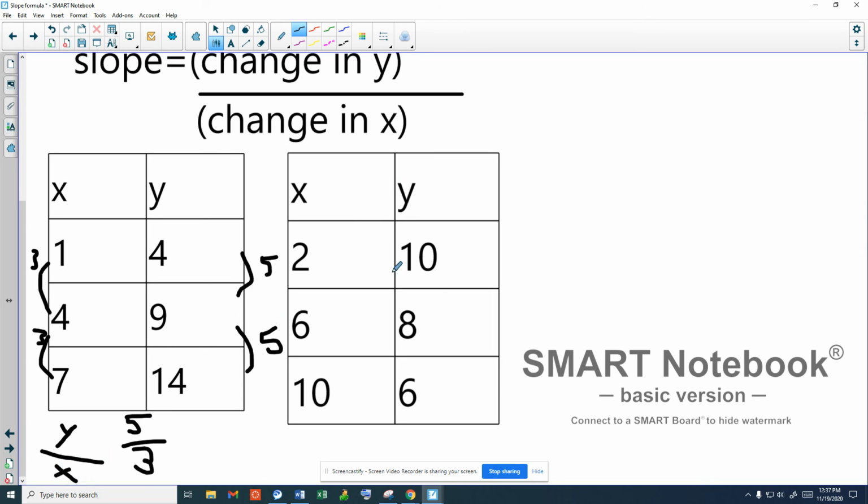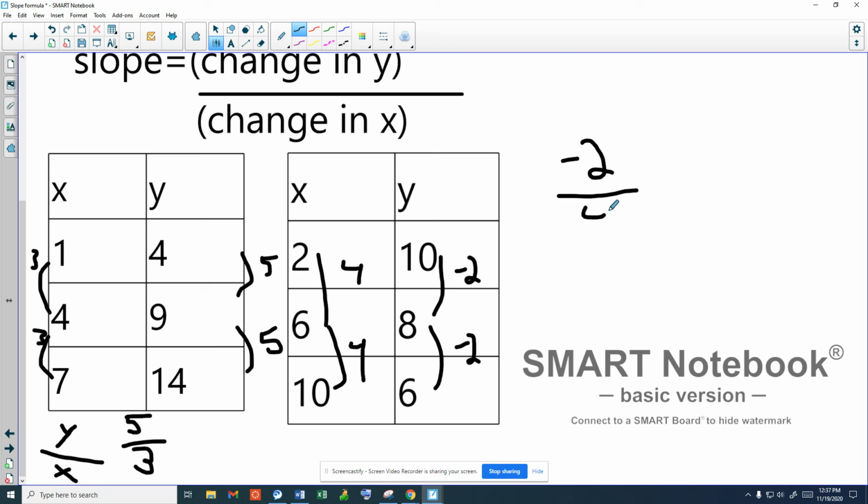This one here, when we have the change, we're going to have from 2 to 6 is going to be 4, and from 6 to 10 is also 4. In the y direction, 10 to 8 is going to be negative 2, and from 8 to 6 is also negative 2. So if we were to write this, we'd have our y value, negative 2, because it's the change in the y, over the change in the x, which is 4. This can be simplified to negative 1 over 2, which means we're going to go down 1 and right 2 in order, from one point to the other.